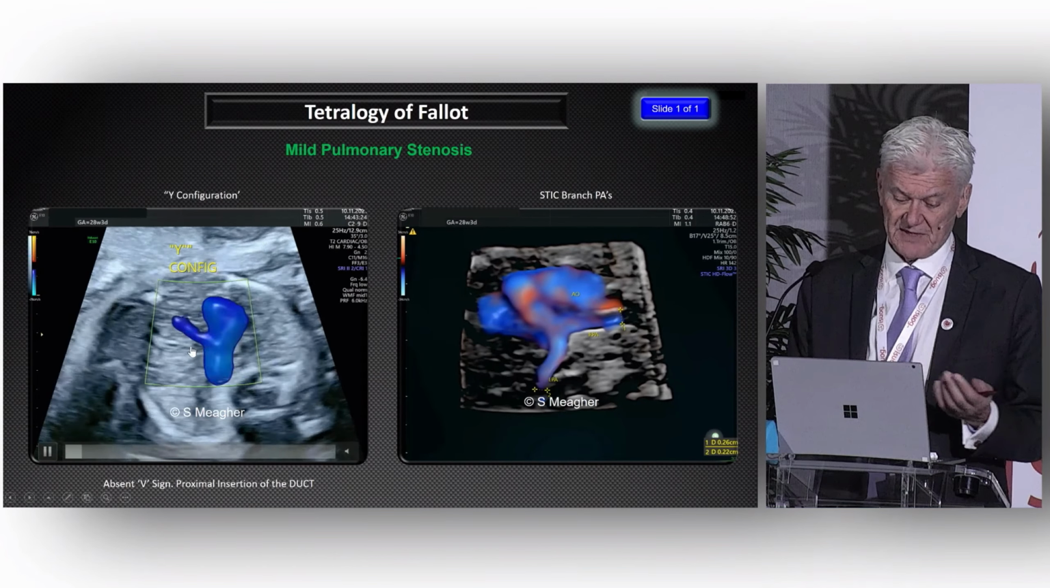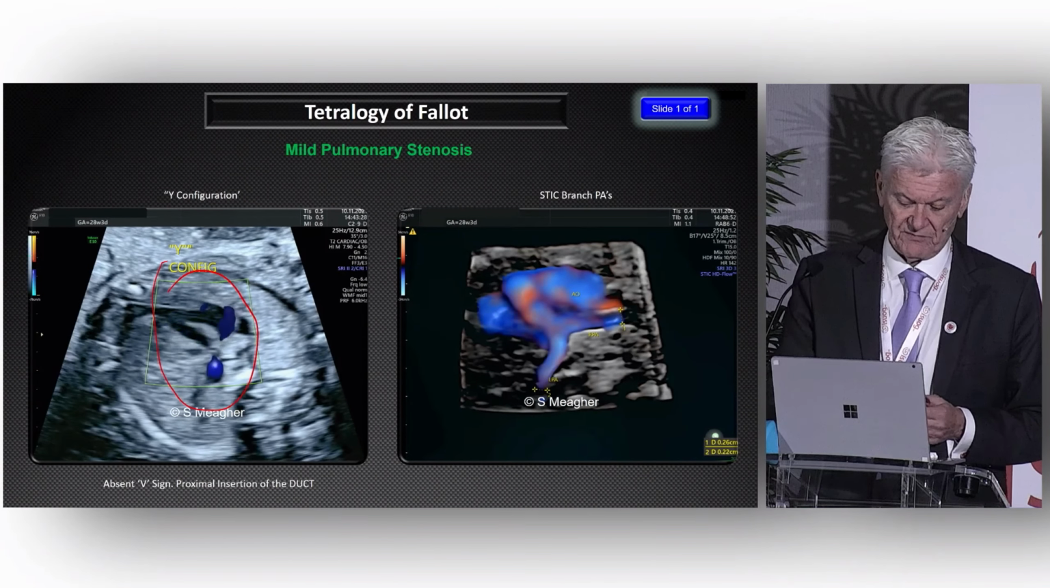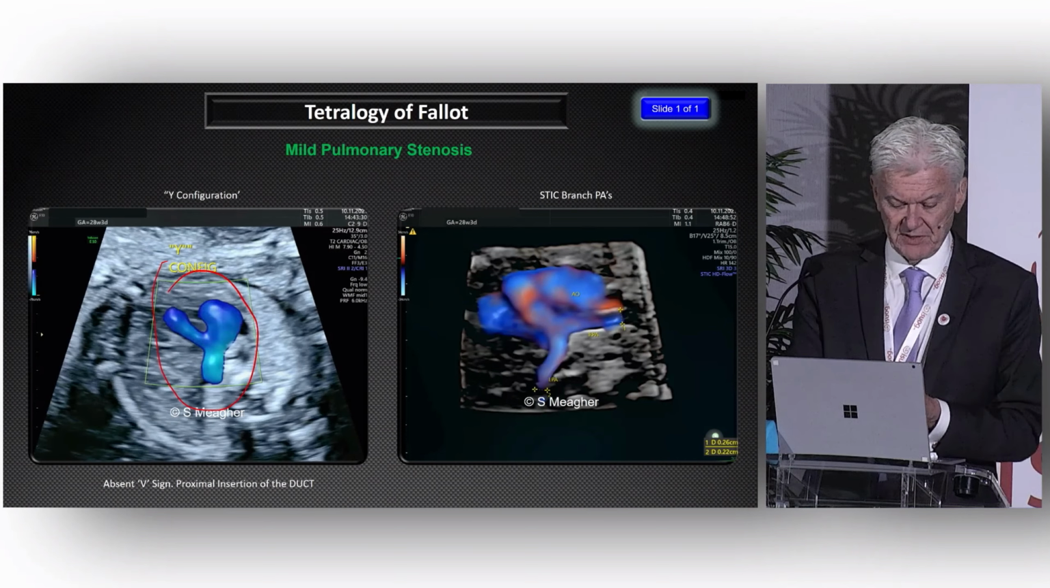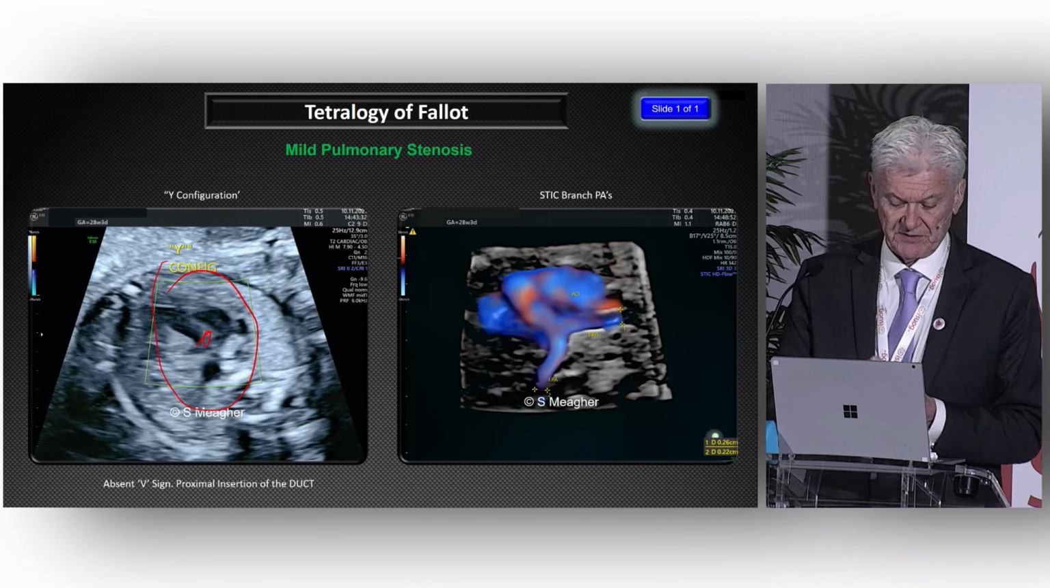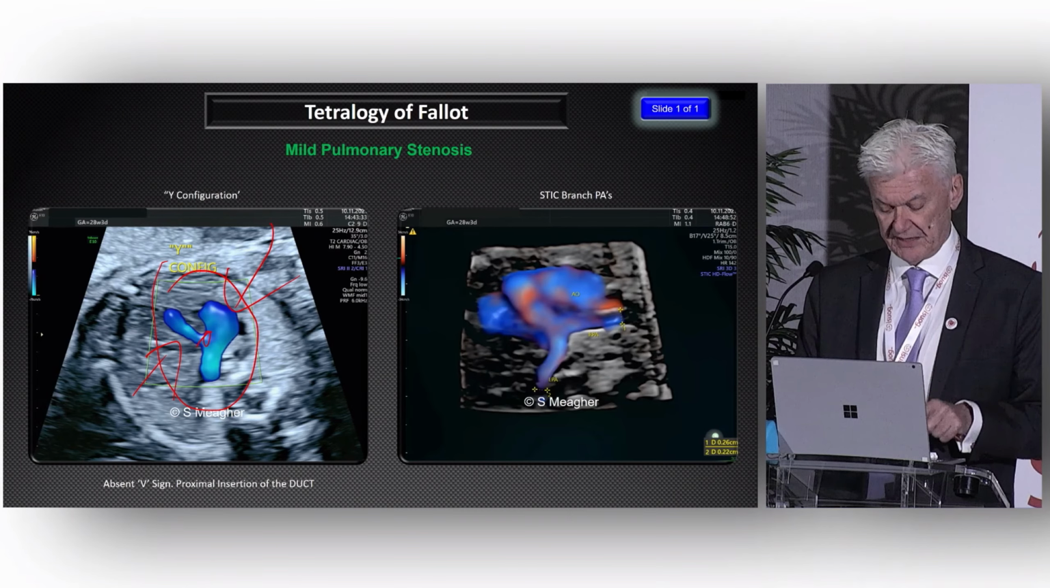And when you come up to the three-vessel view, I'll talk about this in the first trimester, but you see the abnormal configuration of the arterial duct as it joins the inferior surface of the aorta, producing a Y configuration where the pulmonary artery is smaller than the dilated aorta.